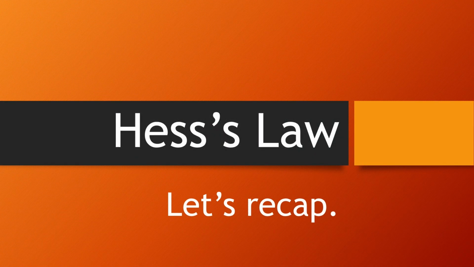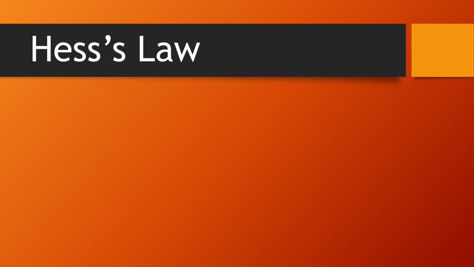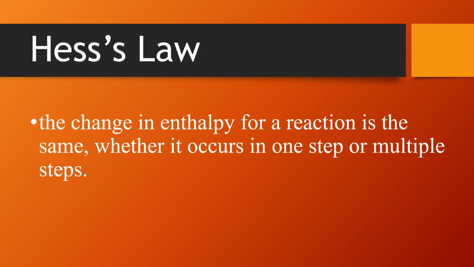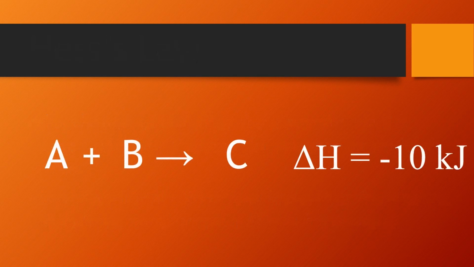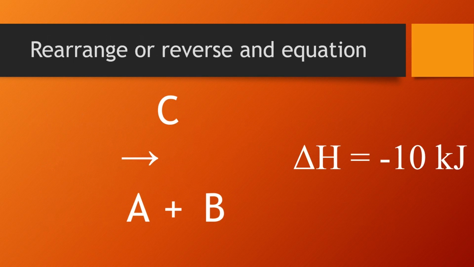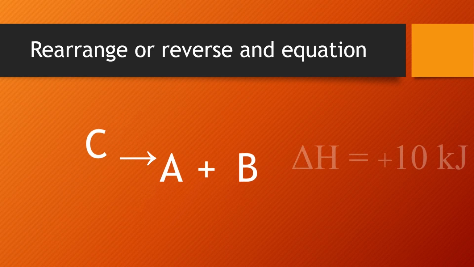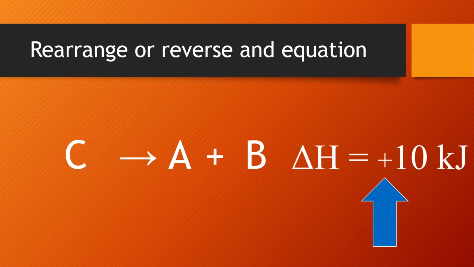Let's recap. According to Hess's law, the change in enthalpy for a reaction is the same, whether it occurs in one step or multiple steps. This is true for all state functions, including the change in entropy or change in Gibbs free energy. When using Hess's law, you can rearrange or reverse an equation, but you must change the sign of the state function, like enthalpy in this example.